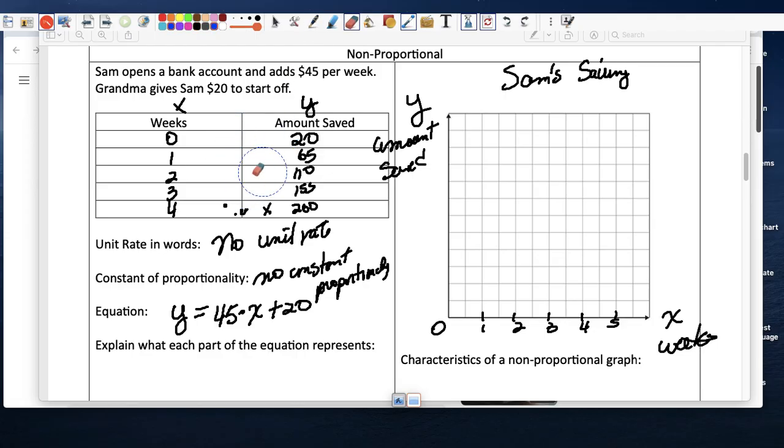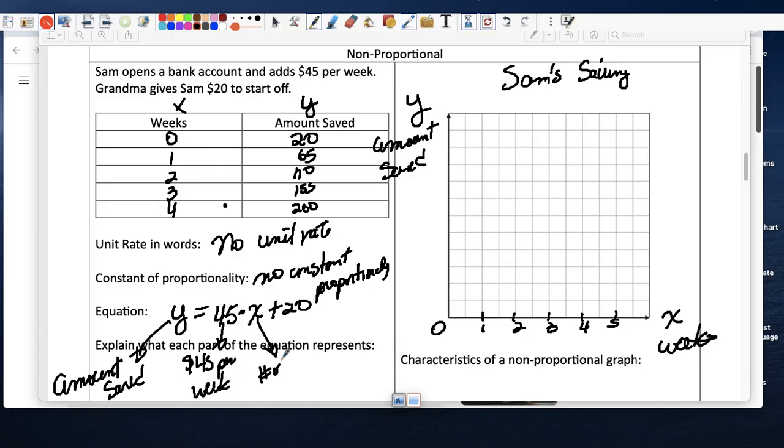Right, so is this proportional? No, it's not. What does the y represent? The amount saved. So we're still going to go through that. What does 45 represent? 45 is the $45 per week that he saves. What does x represent? The number of weeks. What does the 20 represent? That's how much Grandma gave him.